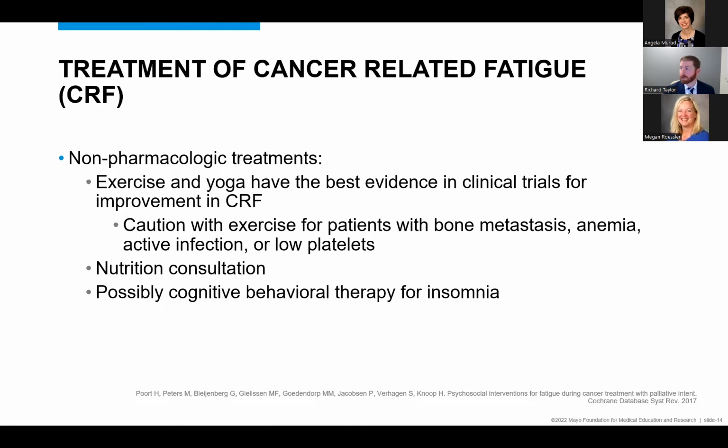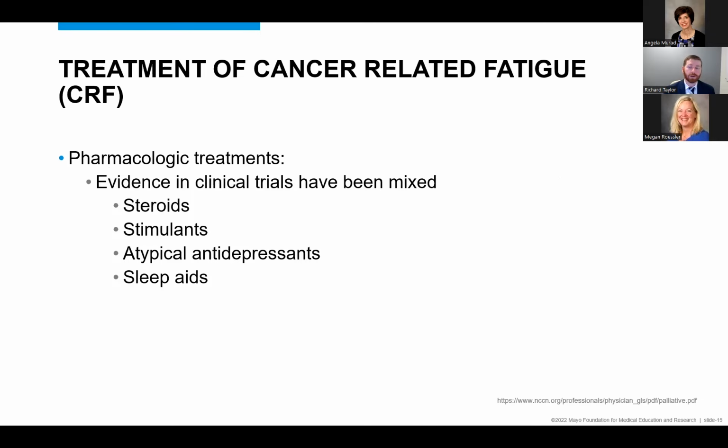Move on to the drugs next. So there are some drugs that can be of benefit for folks with cancer-related fatigue. Their evidence, I should say, in clinical trials has been mixed, meaning some positive, some not as positive. And of course, all of these medications do have side effects. So if we can get away with a non-pharmacologic approach, we prefer to do it.